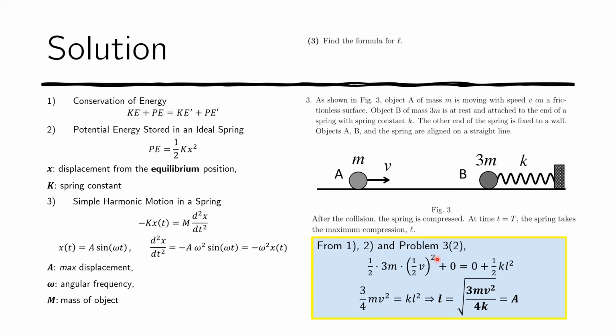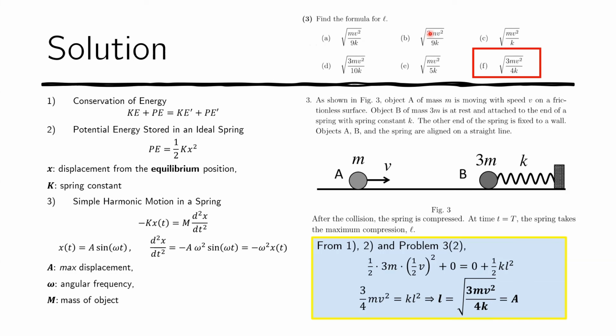This 1/2, we have a square term here, so that becomes 1/4 times 3. That's why we have 3/4. And then the m remains, and this v is squared, so v squared. On the other side, we have L squared and k. We just move the k down, and now we get the square root, and of course this gives us our L. Therefore, from the choices, this is the answer.